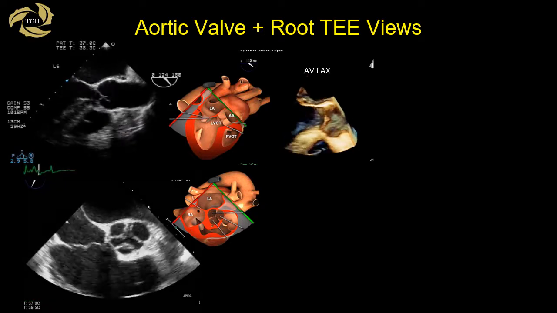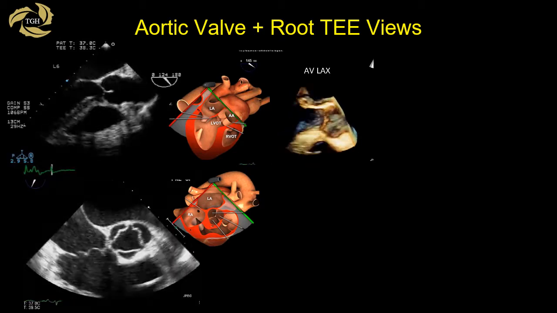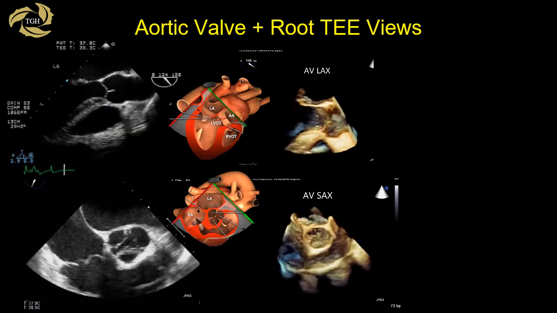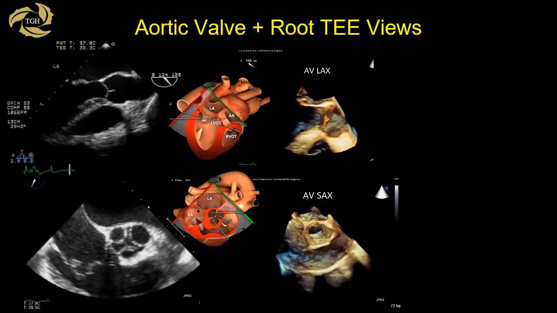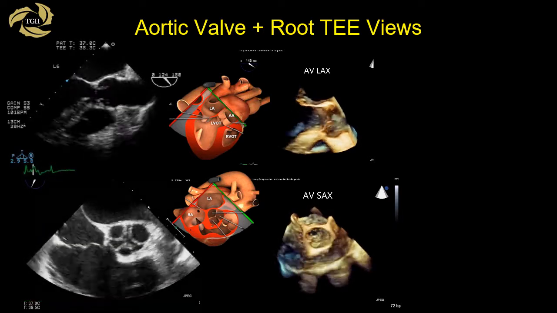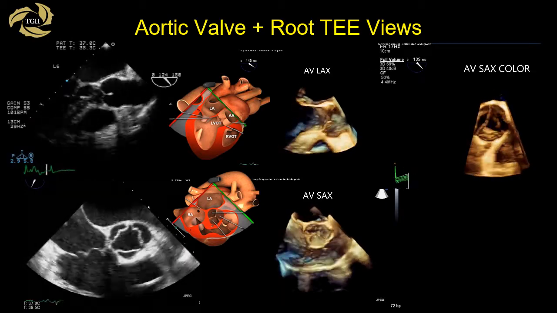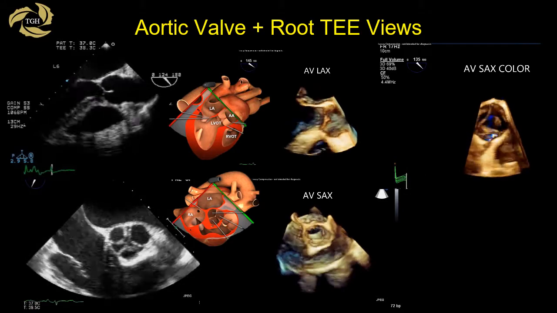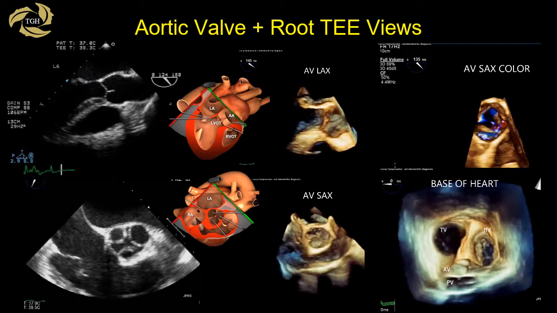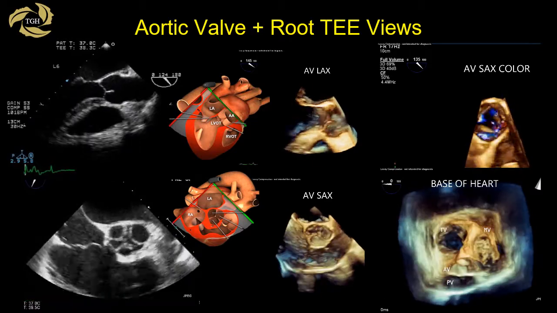The advent of 3D TEE has permitted some detailed visualization of some aortic valve and root pathologies. Shown here is a 3D live mid-esophageal aortic valve long axis and short axis views compared with standard 2D images. 3D color can also be used to determine the origin of AI jets. The base of the heart, including the intimate relations of anatomic structures, can be seen in this full volume.